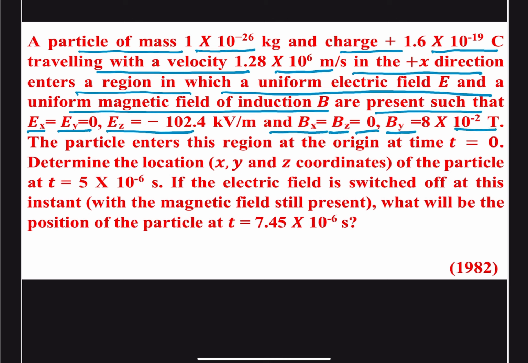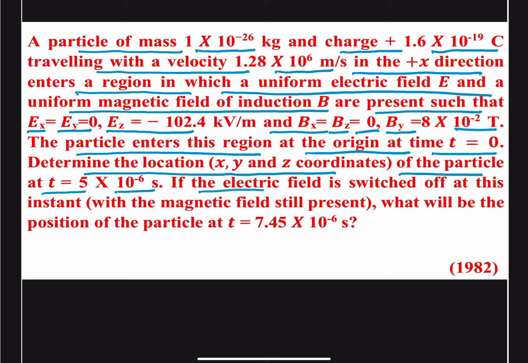The particle entered this region at the origin at time t is equal to 0. Determine the location x, y and z coordinates of the particle at a time t 5 into 10 to the power minus 6 seconds. If the electric field is switched off at this instant with the magnetic field still present, what will be the position of particle at t is equal to 7.45 into 10 to the power minus 6 second.